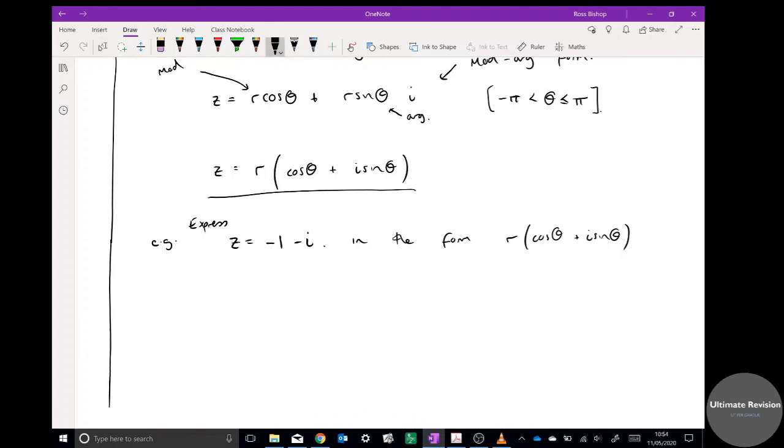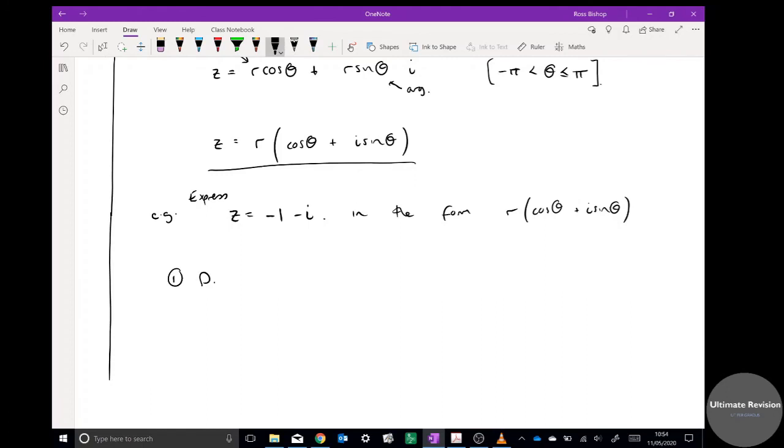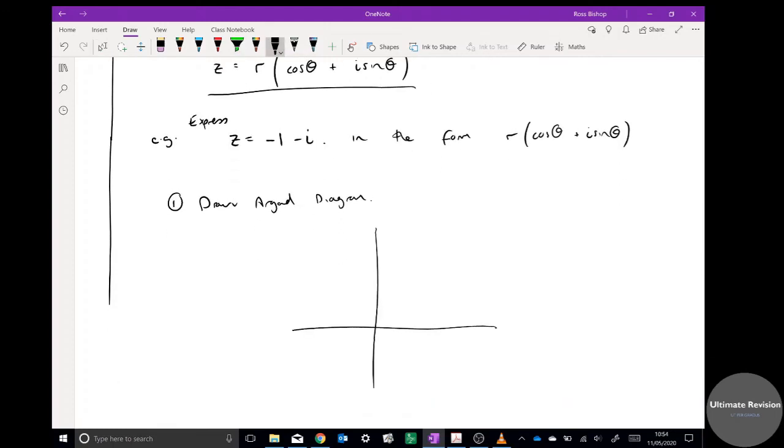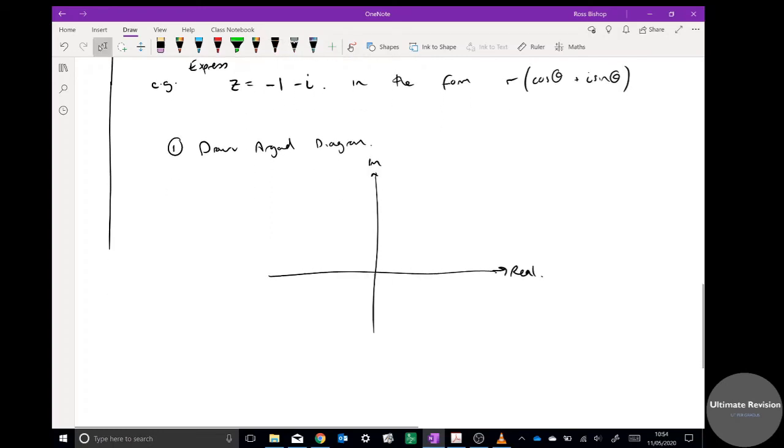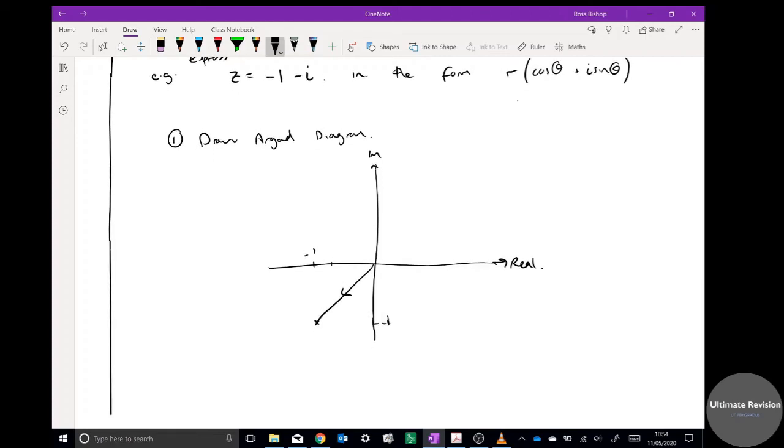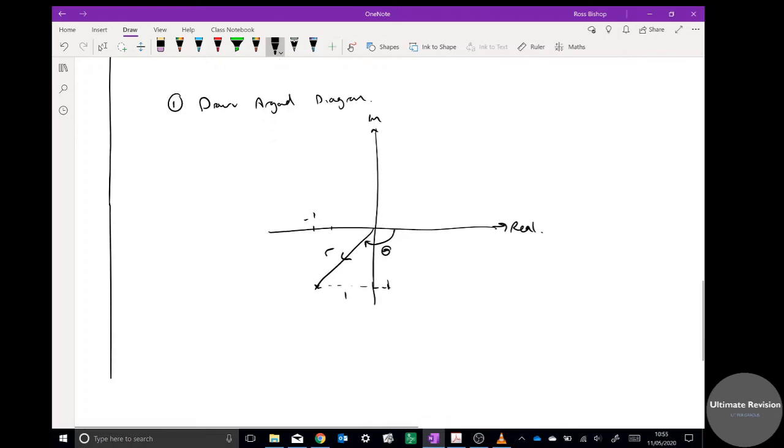Okay. Right, now step one here, always draw the Argand diagram. Really helps you visualize what's going on. So draw the Argand diagram, imaginary, real, and negative 1 minus i goes here. Now remember, r is the length of that line, and theta, well, that's the argument. Now remember, the argument's this way. That's going to be theta, and remember, it's going to be negative because we're going clockwise.